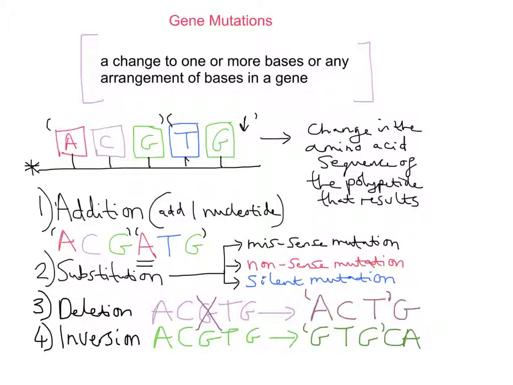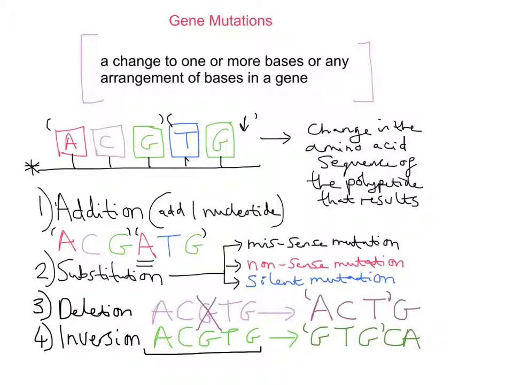And one last one to mention is duplication. So I'm not going to write that down because the main ones are the addition, substitution, and deletion, but we can get duplication. So we may get ACGTG, ACTTG immediately after. So we get a second copy of the whole of the sequence. So even though there'll be hundreds, thousands perhaps of bases in one particular gene, this small section of bases might duplicate. So you can see in all these examples, we've had a change to one or more bases or the arrangement of bases in the gene. And that by definition is what a gene mutation is.